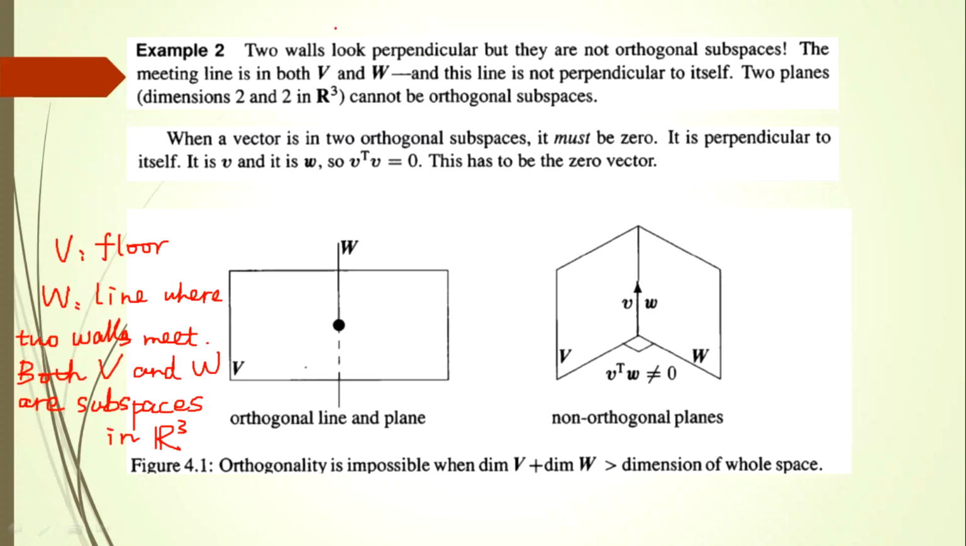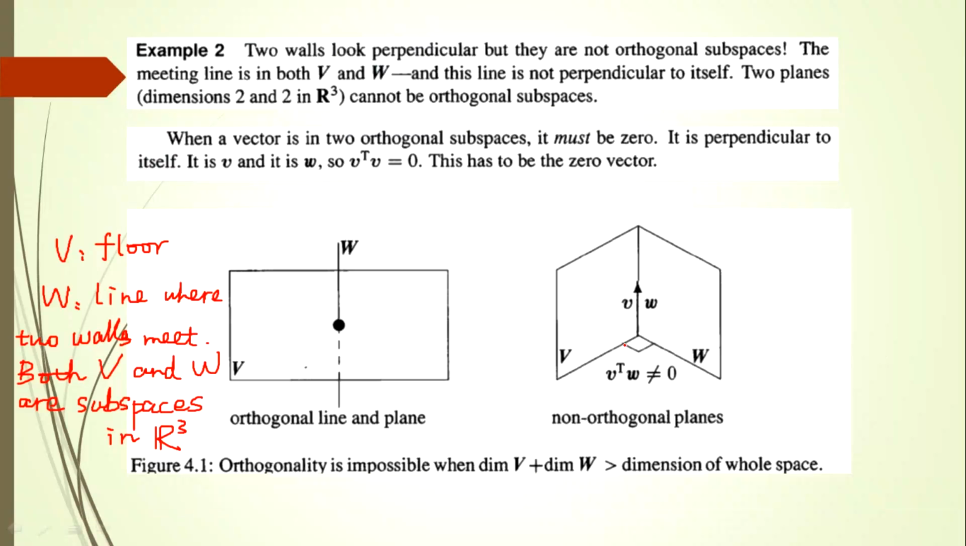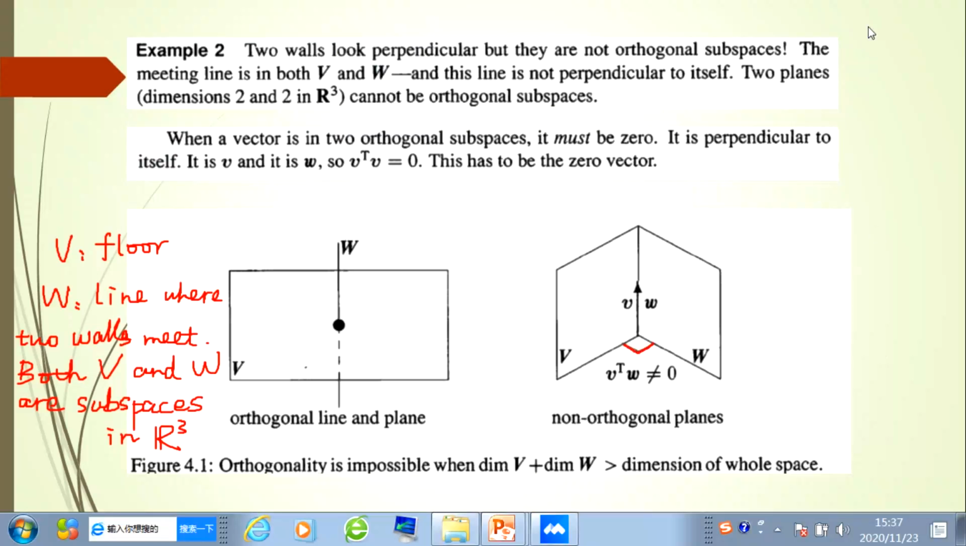Now let's check example 2. Two walls look perpendicular, but they are not orthogonal subspaces. Like the example I did, okay? Two walls meet at one line, and you feel like the angle between those two walls will be 90 degrees, right? Like here, there are two walls, V and W. Then the angle between those two planes will be 90 degrees, but they are not called perpendicular. They are not orthogonal subspaces.